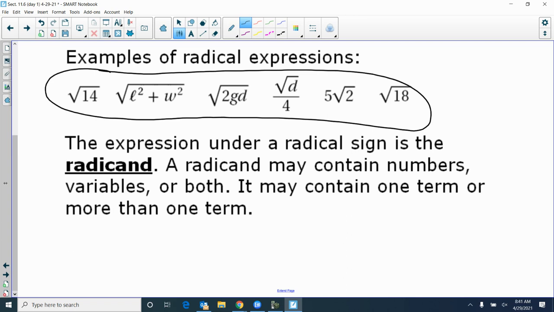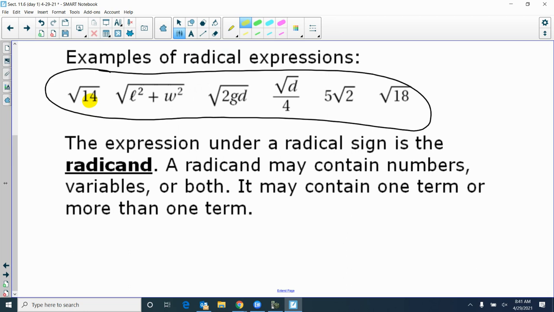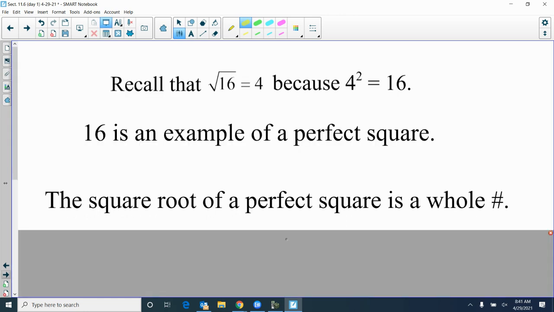Anything underneath that radical sign, like here, just the 14, we call that the radicand. It's underneath the square root symbol. Again, just like that little warm-up activity, we have perfect squares. We like perfect squares. Perfect squares get rid of the radical symbol. So I would read this as the square root of 16 equals 4, because 4 squared is 4 times 4, not 4 times 2, and 4 times 4 gives me 16. So 16 is a perfect square.